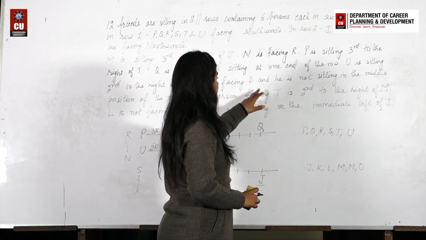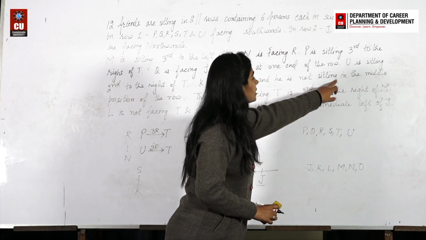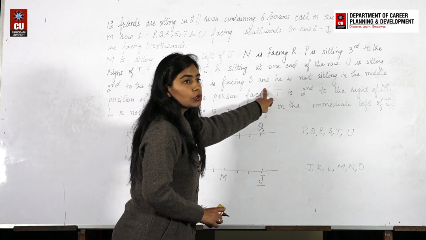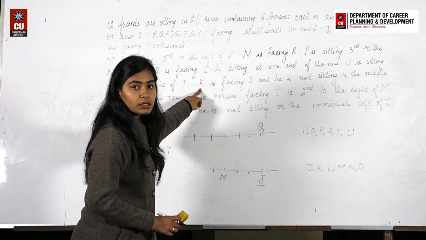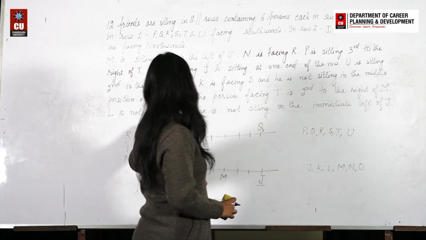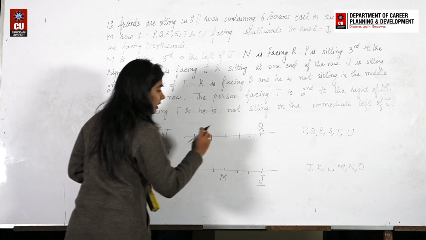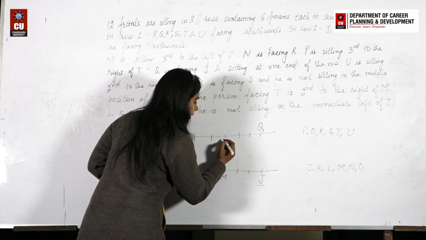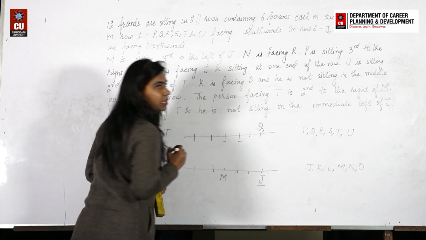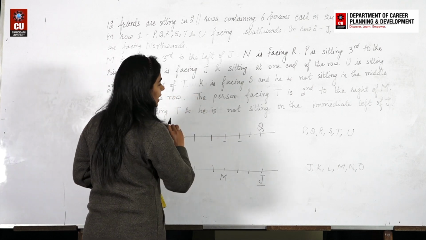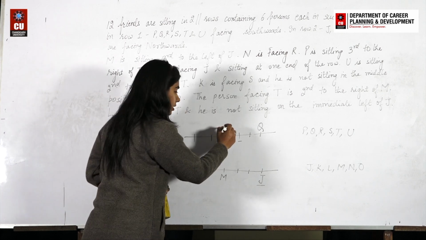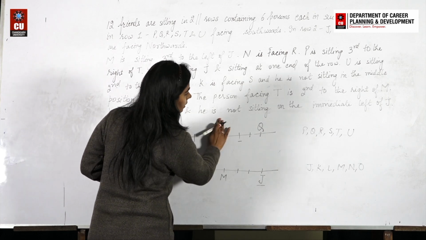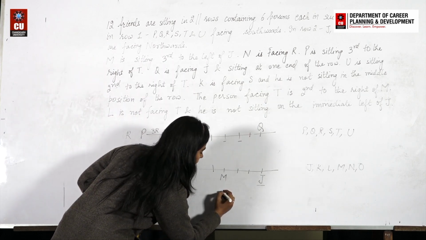But they are also saying K is not sitting in the middle position of the row. The middle positions of the row, if there are 6 persons sitting in a row, are the third and the fourth. So, K is not sitting in the middle positions. K is not placed here.